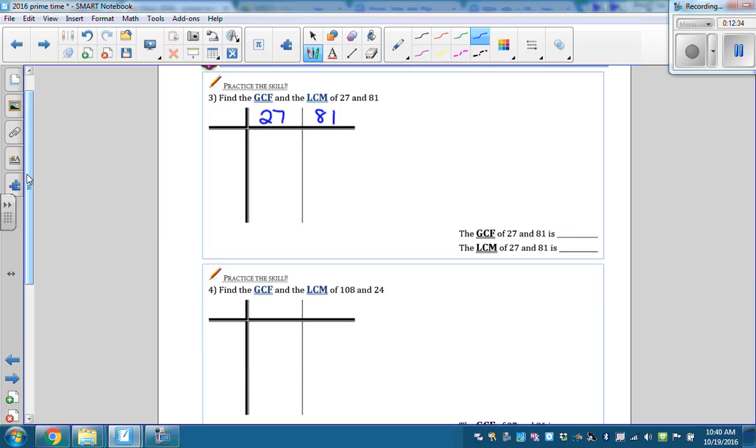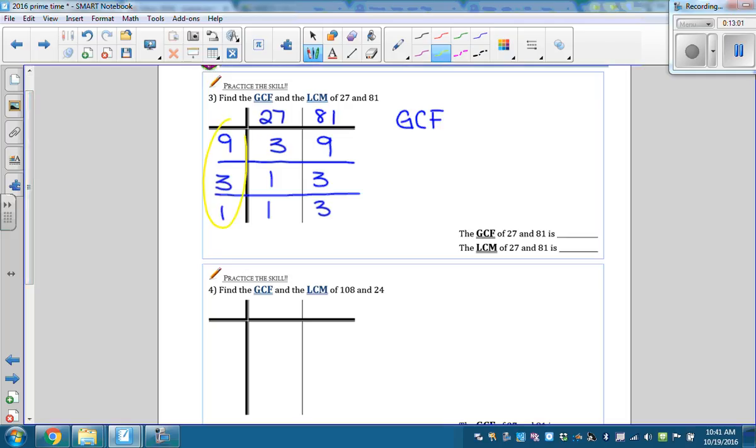Just repeat the process, find a number that's common to both. 9 goes into 27 3 times and into 81 9 times. 3 goes into both 3 and 9. 3 divided by 3 is 1. 9 divided by 3 is 3. The only thing common to 1 and 3 is 1. We're at the bottom of the ladder. The GCF is 9 times 3, which is 27. Happens to be one of the numbers itself. That's possible. The LCM comes from multiplying the bottom of one side times the top of the other.